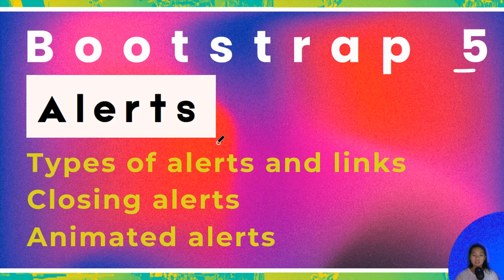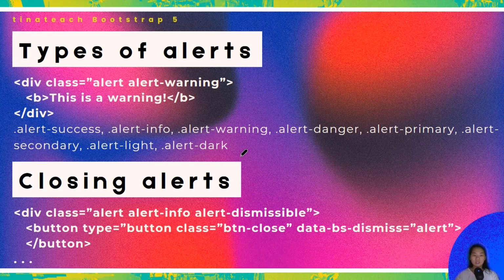Our lesson for today is about alerts, the types of alerts, and along with links, how to close alerts, and a little bit of animation to go with it, okay? So first off, types of alerts. You're quite familiar with the different types of classes here in regards to alerts, because it's basically the same thing with the color, if you remember our Bootstrap color lesson, and the background color as well.